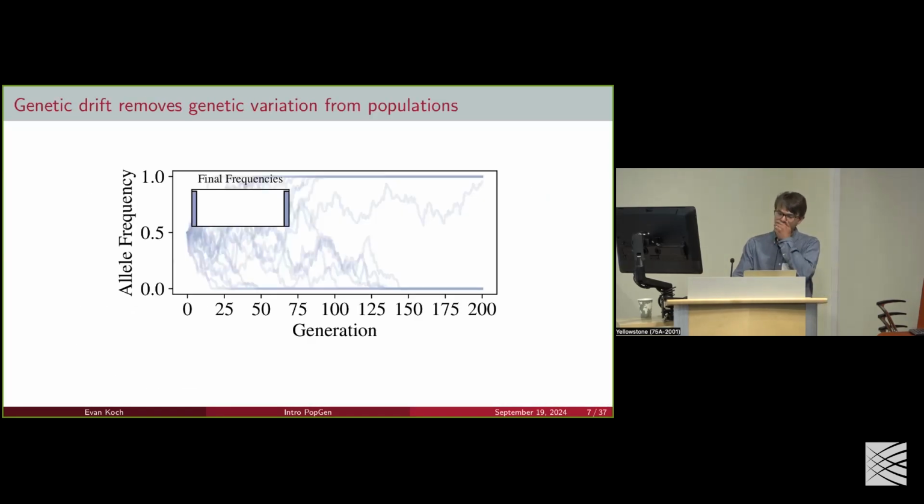Okay, so one thing that will happen, right, with this sampling of allele frequencies generation after generation, is that if we let that go on for long enough, you're going to eventually remove all the genetic variation from the population, and the alleles are either going to drop out of the population, go to a frequency of 0, or they might fix in the population and go to a frequency of 1.